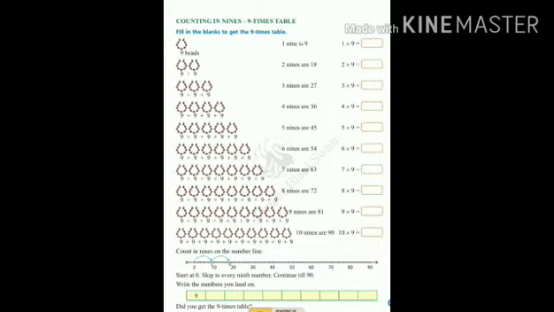So 1 9 is 9, 2 9s are 18, 3 9s are 27, 4 9s are 36, 5 9s are 45, 6 9s are 54, 7 9s are 63, 8 9s are 72, 9 9s are 81 and 10 9s are 90. You have to fill those boxes. I just told you, you have to study the multiplication tables of 7, 8 and 9. You have to fill the textbook columns also.